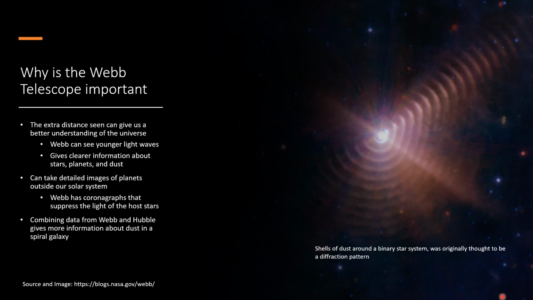And then finally, something that's really cool is that they can actually combine the data from the Webb and the Hubble, and it gives more information about dust and spiral galaxies. That's one thing they did earlier this year. Another thing that we discovered is that in this image, it's just a star system, right? But then they thought that this was a diffraction pattern, when in reality it is just shells of dust.